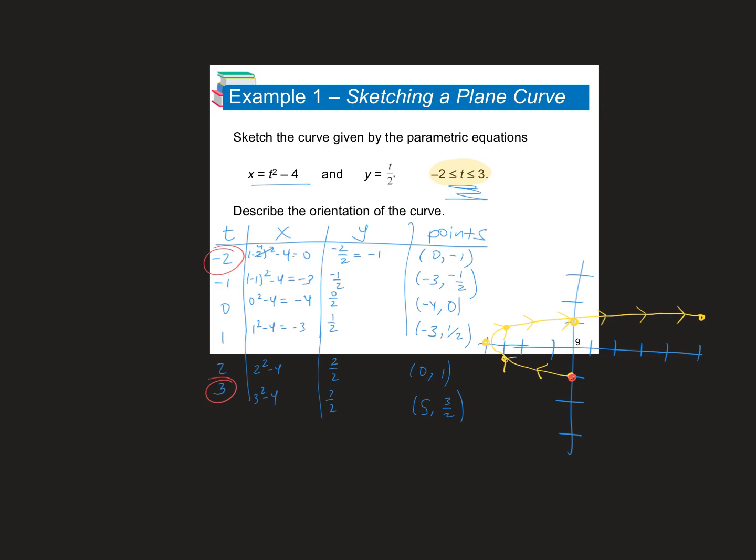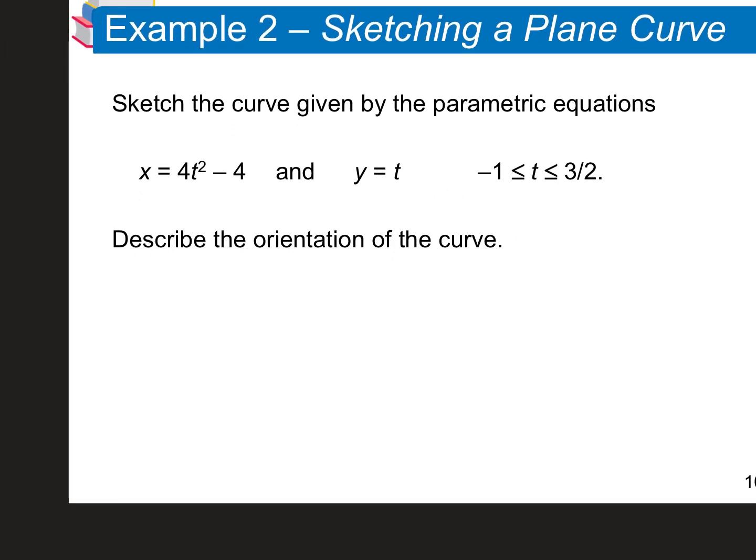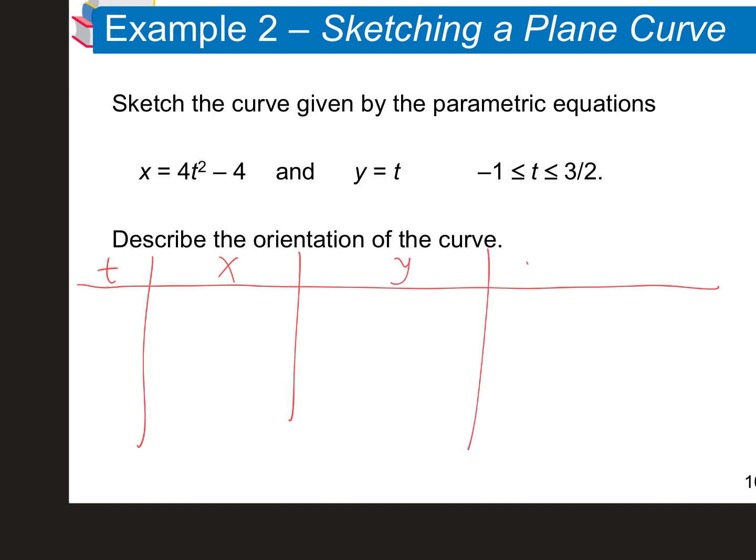All right, let's do another one. This looks weird. It feels weird, but it's not necessarily anything that's just crazy hard. All right, so we're going to do the same thing. We're going to evaluate. I'm going to have some time values. I'm going to find out what x is at that point in time. I'm going to find out what y is at that point in time, and I'm going to find my ordered pair. What values am I using now?